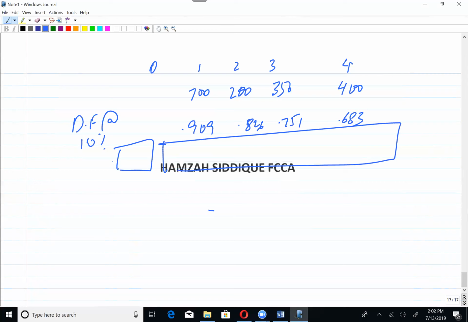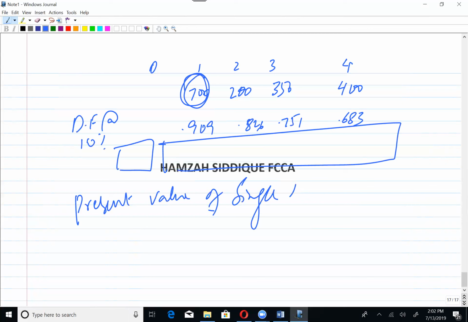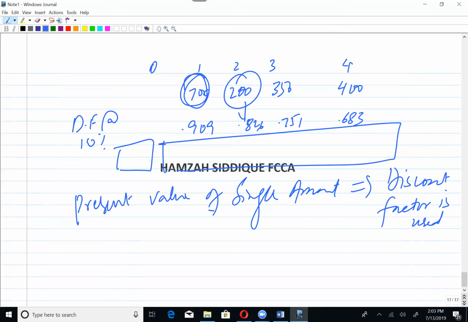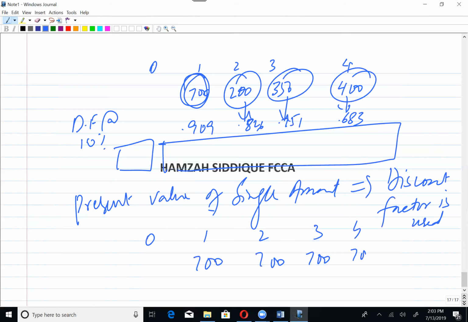So when we have to calculate the present value of a single amount, we know that a discount factor is used. These are single amounts. You see, the relevant discount factor, and the present value is there. But there are some cases where, for example, 700 every year. Now, one way is to apply the discount factor, but that is too lengthy. There is a shortcut as well.